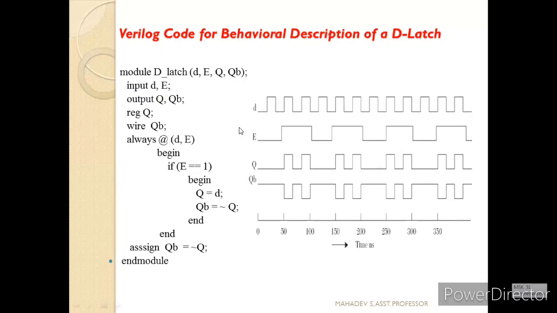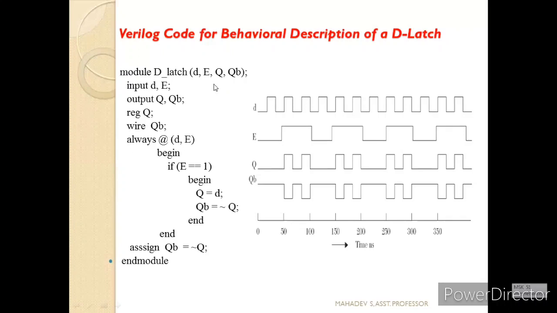Let us see the execution of this D-latch in the waveforms. You can see the inputs D and the clock, and enable is 1 for a certain duration and off for a certain duration. During enable, whatever D is there is passed to Q, and Q bar is the opposite. Whereas when enable is 0, the previous state is maintained, and Q bar is the opposite of that. So whenever enable is high, D is passed to Q. When enable is 0, the previous state is maintained.